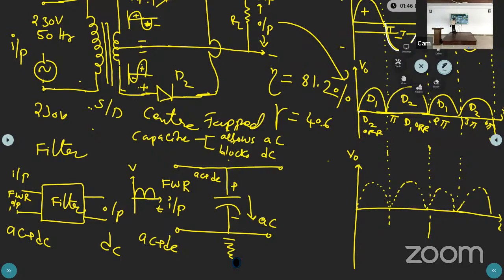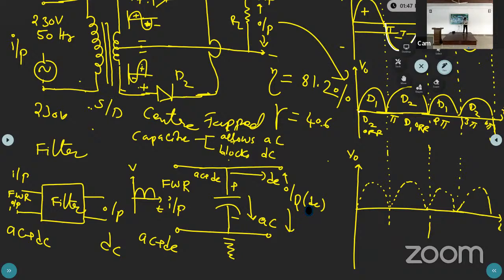After allowing the AC, what else remains? The DC. So that DC will appear here as the output. This is the C. So here we are taking the output. Which one are we getting as the output? This DC. Output is DC now.